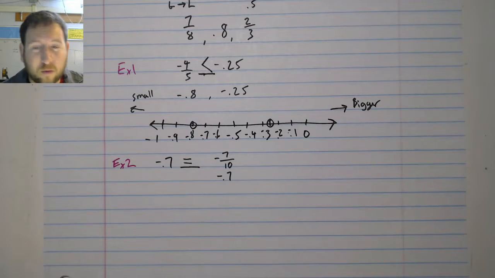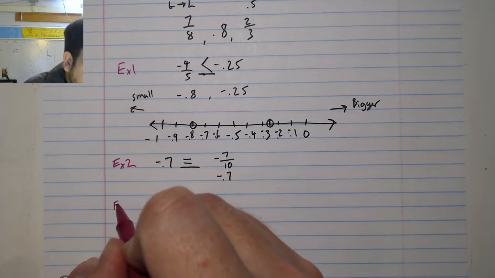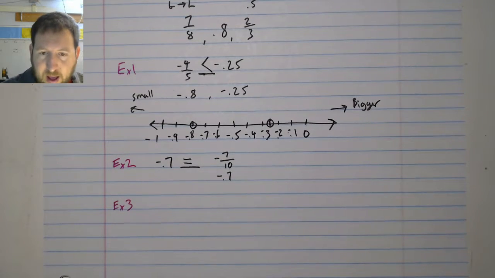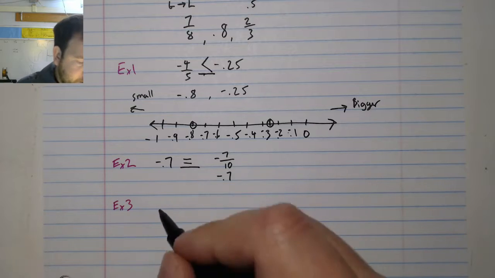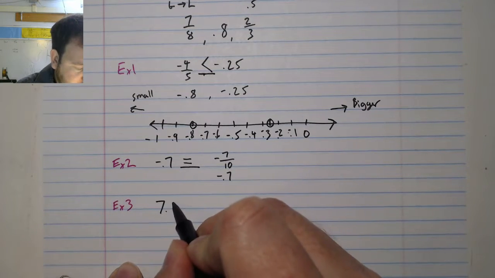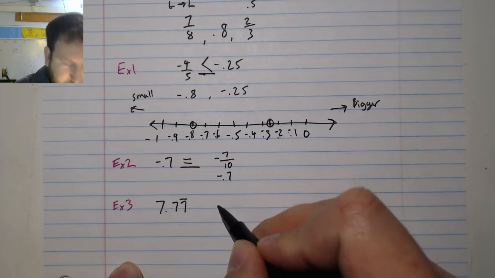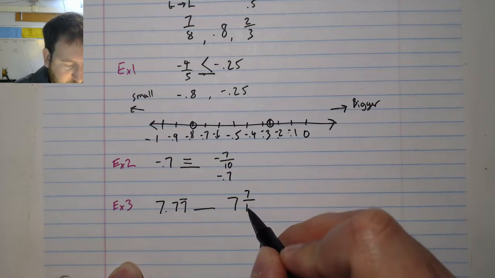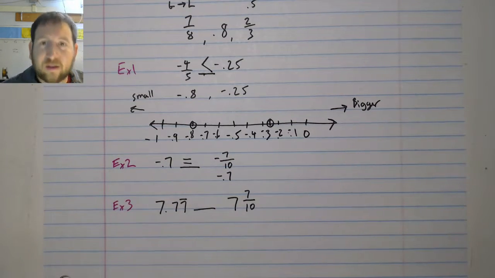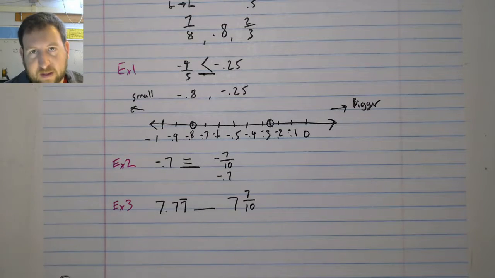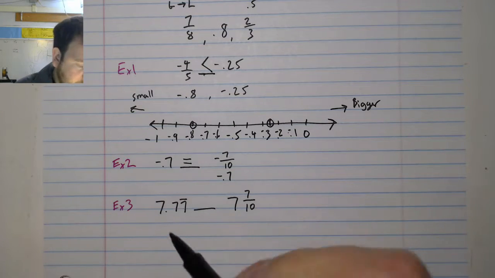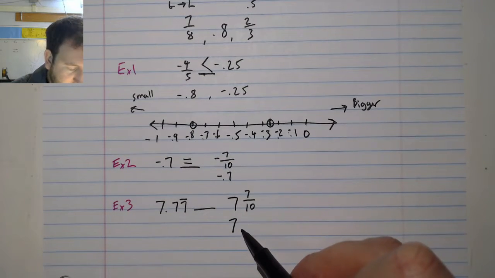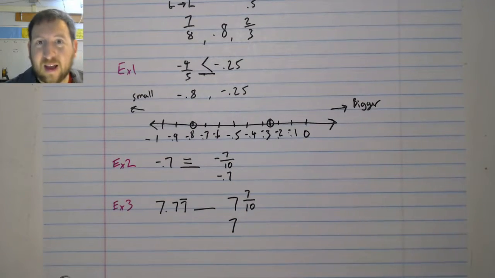I'm going to do one more quick example. Let's take a look at this. We're going to compare 7.77 repeating with 7 and 7/10. So here again, I'm going to turn them both into decimals because that's the easiest way for me to see what's going on. This is already a decimal, and this one here is 7 and 7/10. I know what that is.